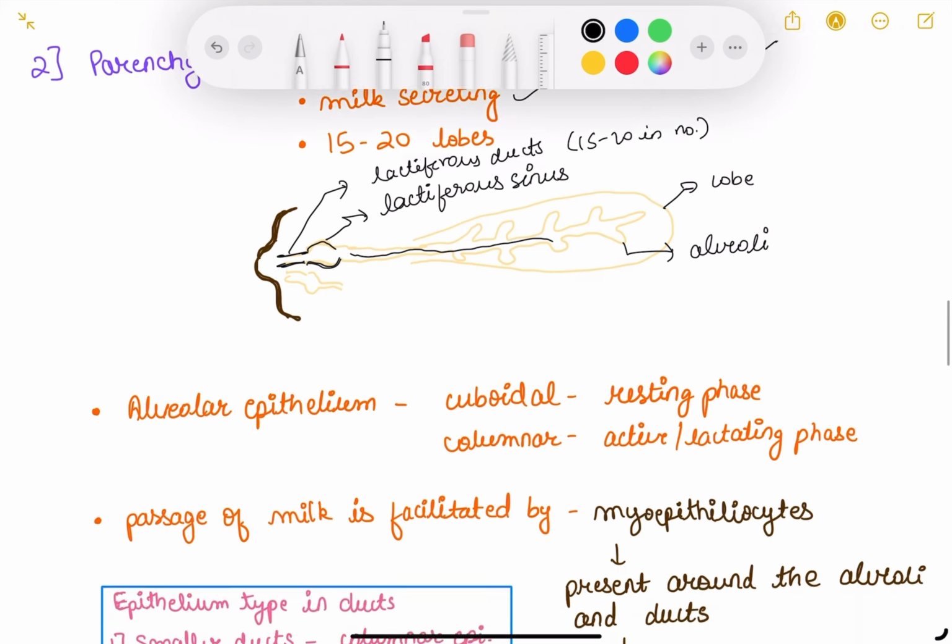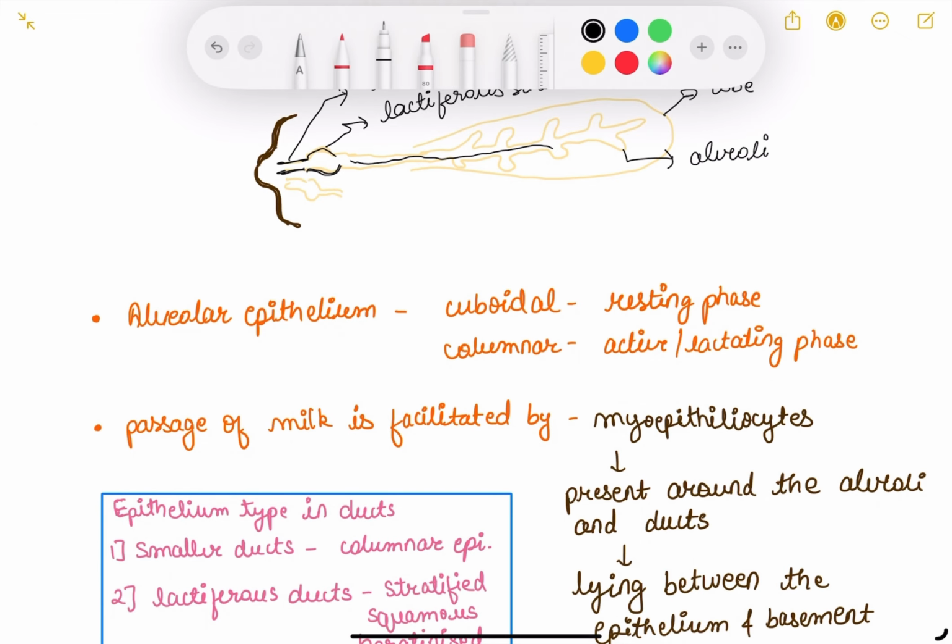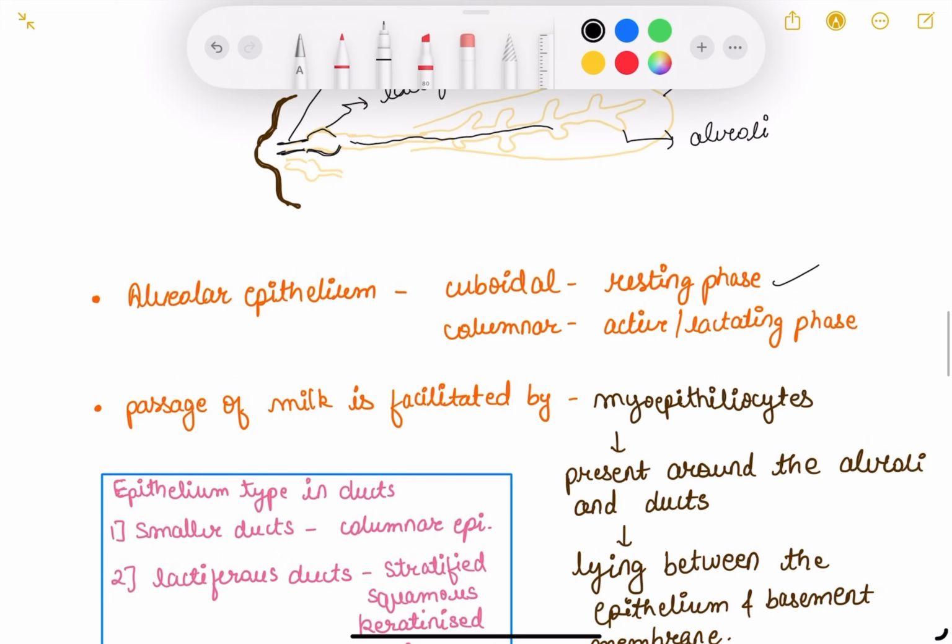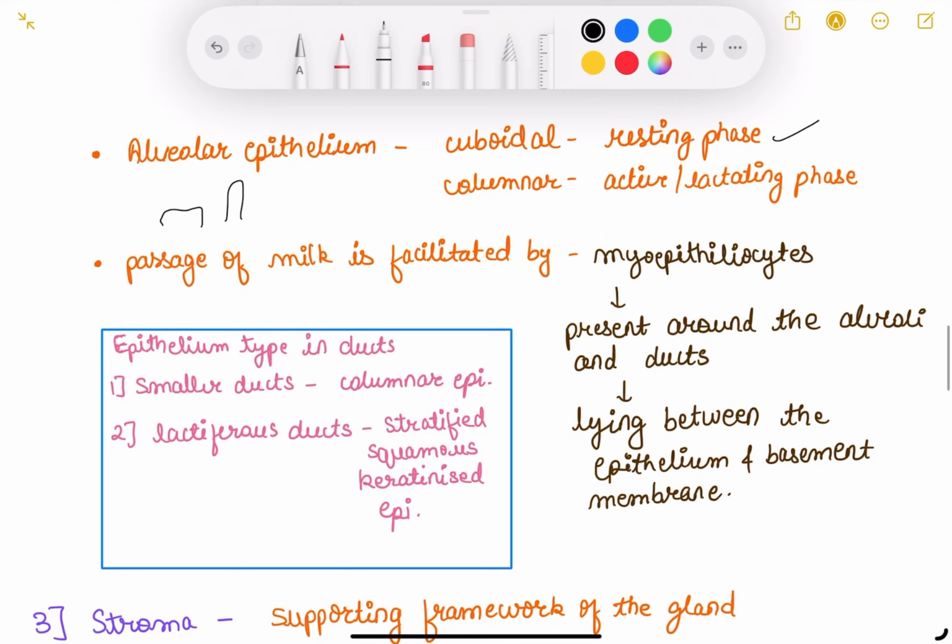Now the alveolar epithelium is going to be cuboidal in the resting phase. What does this mean? Resting phase means that there will be no lactation. So at that time it is going to be cuboidal, and it is going to be columnar or active during the lactating phase. You can remember this, that they are going to get alert, and that is why the cuboidal will turn into columnar, because now it is alert.